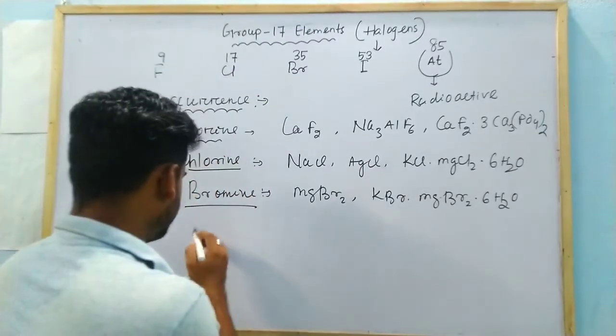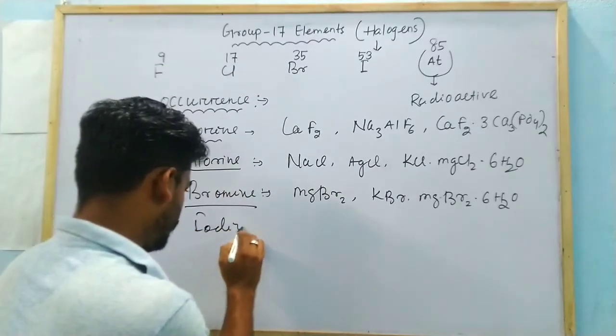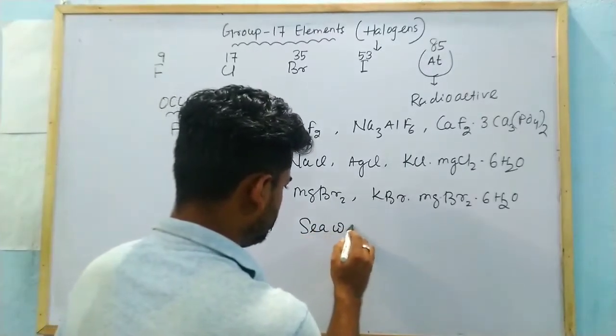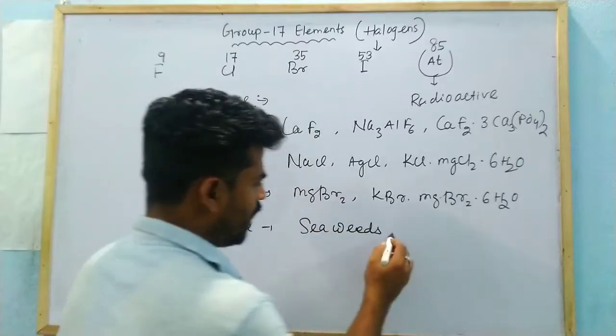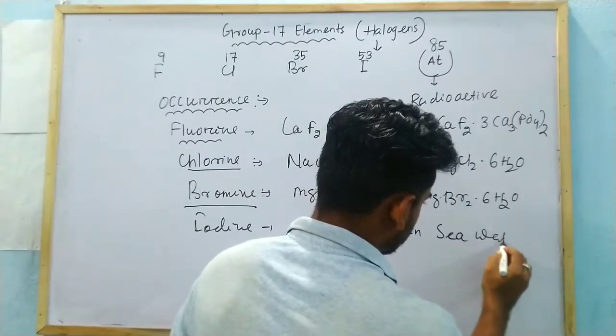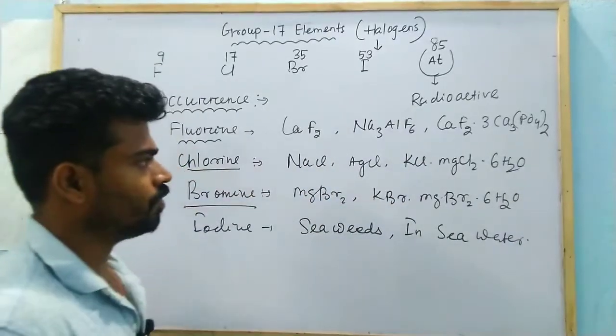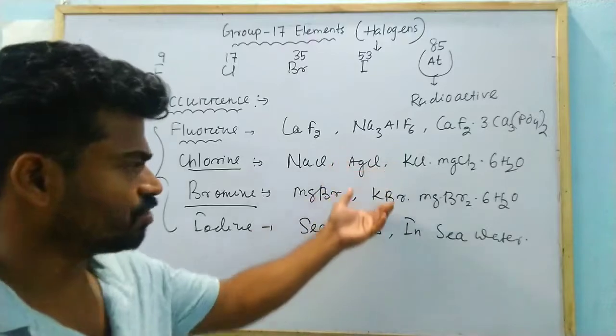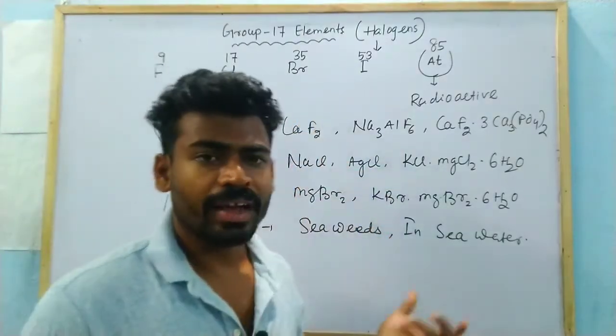Next is iodine. It is found in seaweeds and in seawater also. So this is regarding their occurrence. From these sources these elements can be extracted.